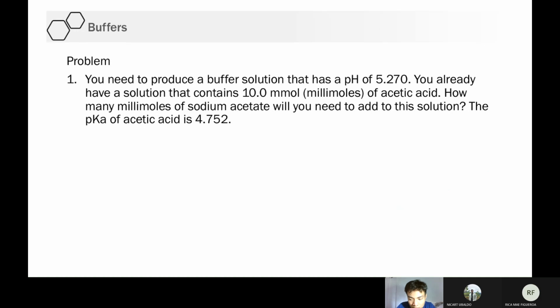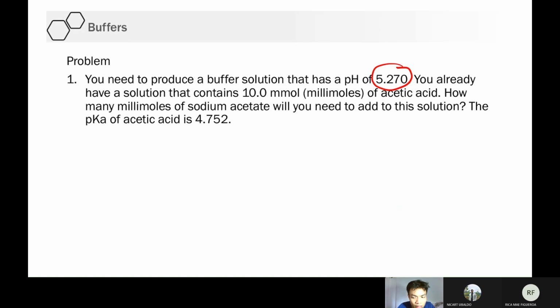I want to create this buffer solution. Yung pH daw ng buffer solution ko is 5.27. Kunwari, yun yung gusto ko gawin. Kunwari, I am working with enzymes, no? Tapos yung enzyme na yun, it performs best at this pH. So that means, kailangan ang pH ng solution ko ay 5.27. Kasi any pH other than that, hindi gagana yung aking enzyme. So I have to maintain this pH.